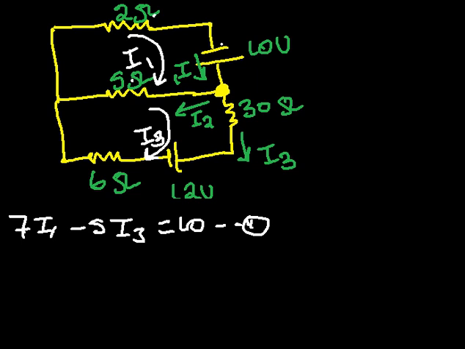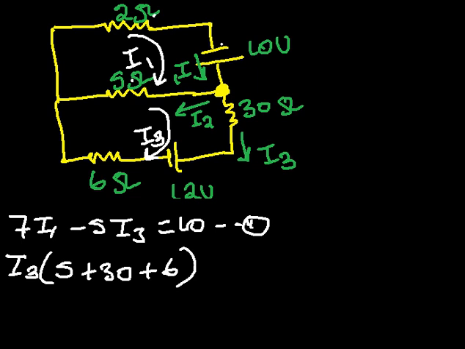Next, let's go to loop 2. What is the current flowing in loop 2? We have it as I3. What are the resistors found in loop 3? We have the 5 ohm resistor, which is the same because it is also part of the actual loop 2. And we have 30, ignore the units, plus we have 6.